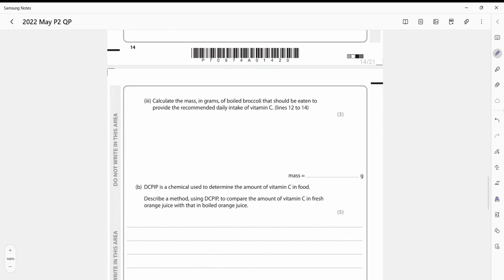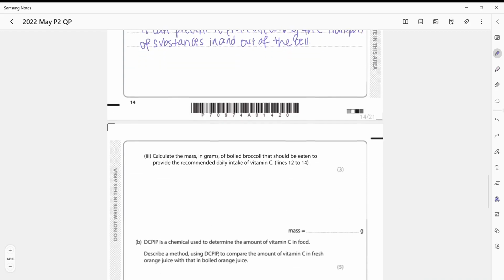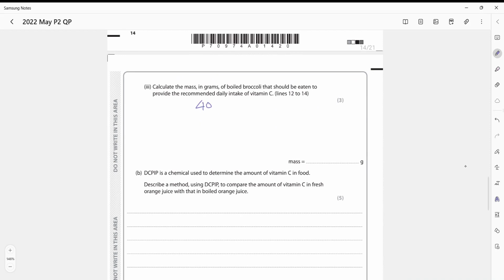Okay, part 3, calculate the mass in grams of boiled broccoli that should be eaten to provide the recommended daily intake of vitamin C. So this is asking for boiled broccoli. So it says here for 40 grams, for example, 40 grams of fresh broccoli provide 80%, but the same mass of boiled broccoli provides 60%. So if we have 40 grams, that would give us 60%. If we want to get 100%, what should we do to this number?